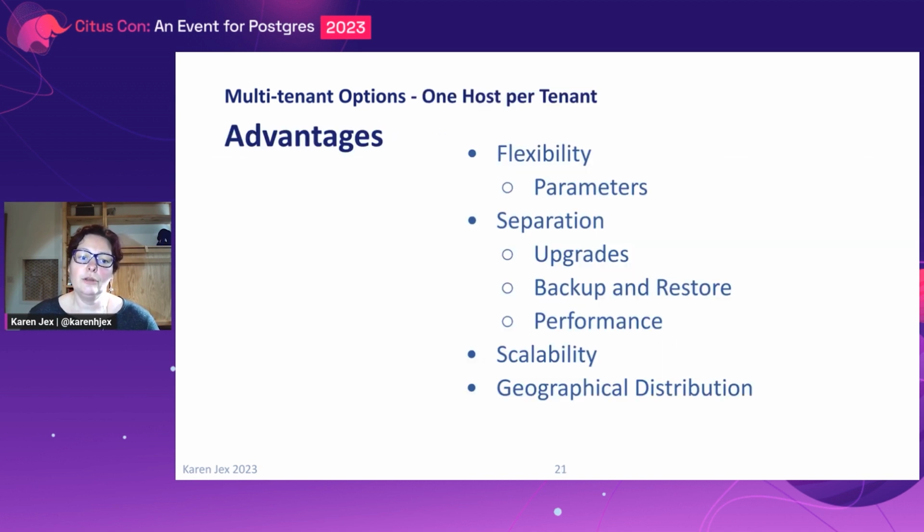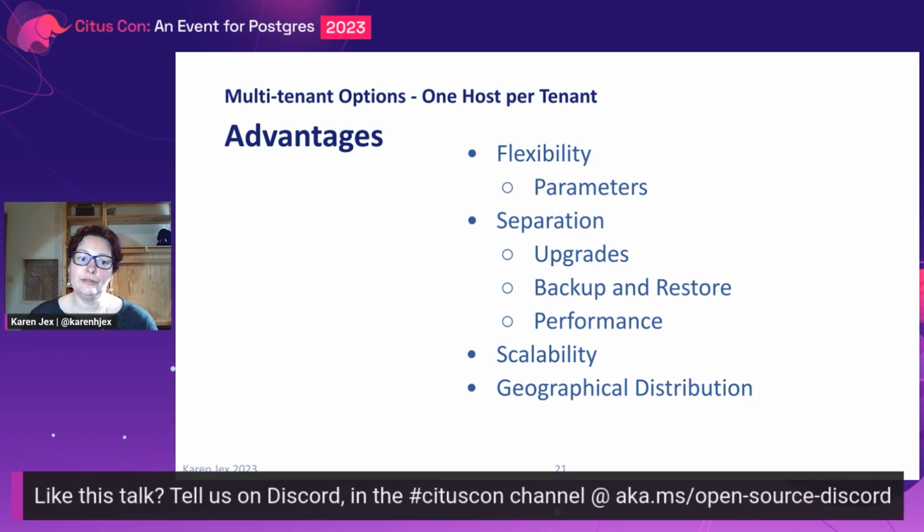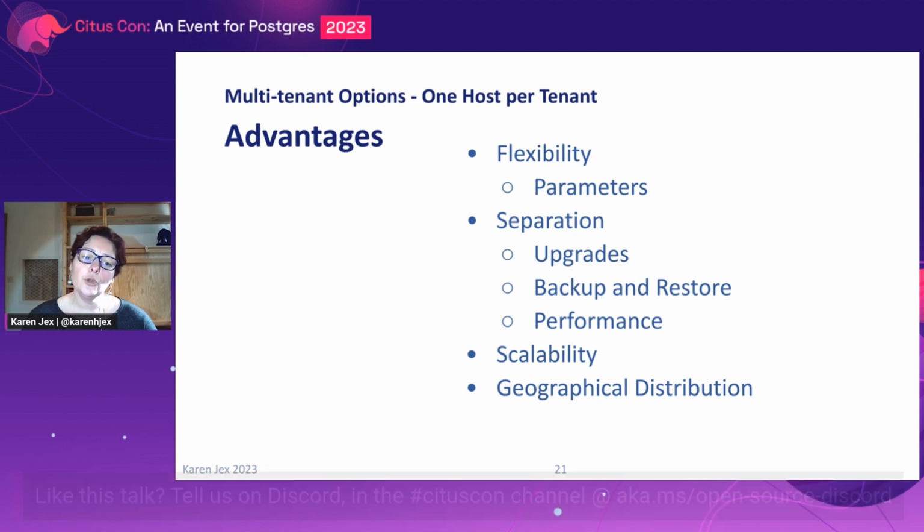This is the architecture that gives you the most flexibility and the most separation between your different tenants. So parameters can be set at the operating system level, at the Postgres level for each of your tenants, so they can be configured to their own requirements. You can perform upgrades for just one tenant at a time. You can perform backup and restore for just one tenant at a time. And performance of one tenant can't be adversely impacted by another. You have scalability. You can add a whole server for any new tenant that comes online. And if you need to, you can geographically distribute your tenants. You can create those servers wherever you want to.